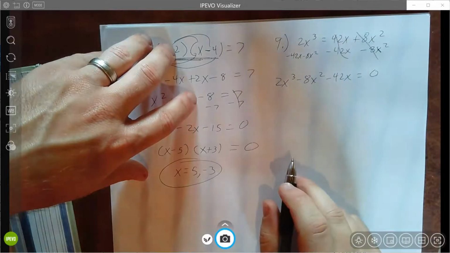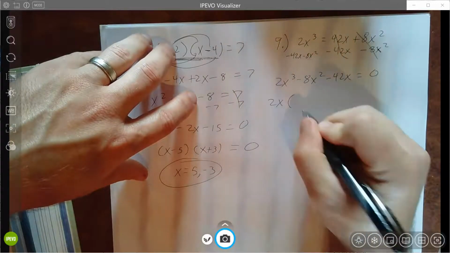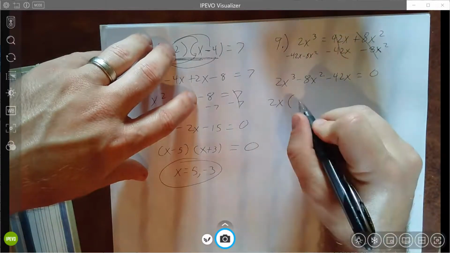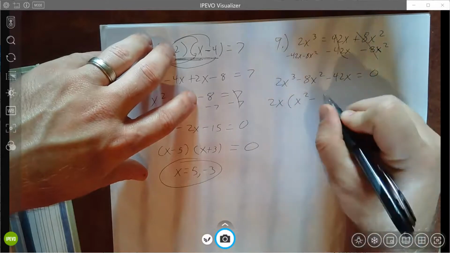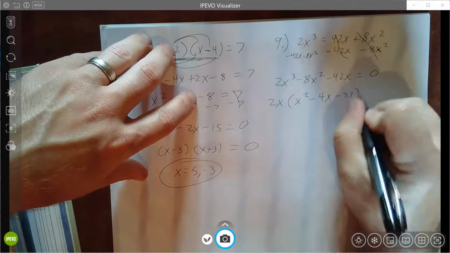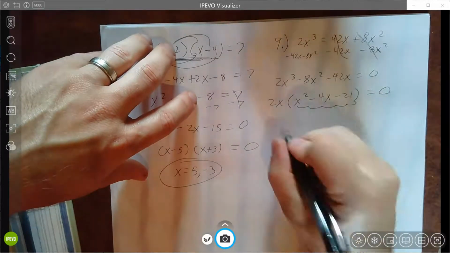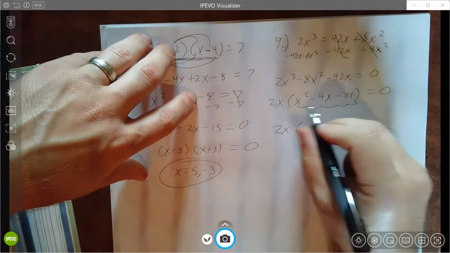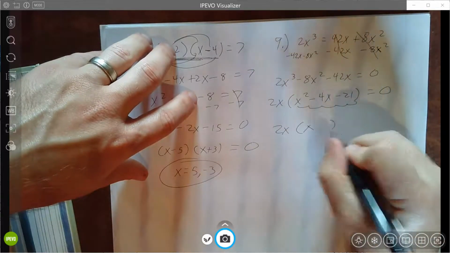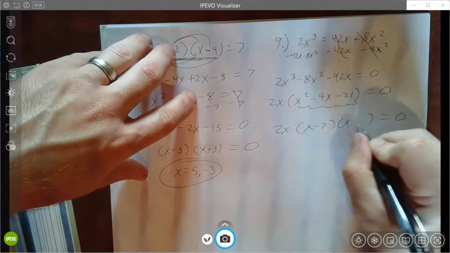What do we look for now? What do we look for first in factoring? GCF. Is there a GCF? There is. 2x. What's left? I'm left with x squared minus 4x minus 21. This can factor some more. Bring the 2x along for the ride. This is just going to be x and x. And that's going to be minus 7 and plus 3.